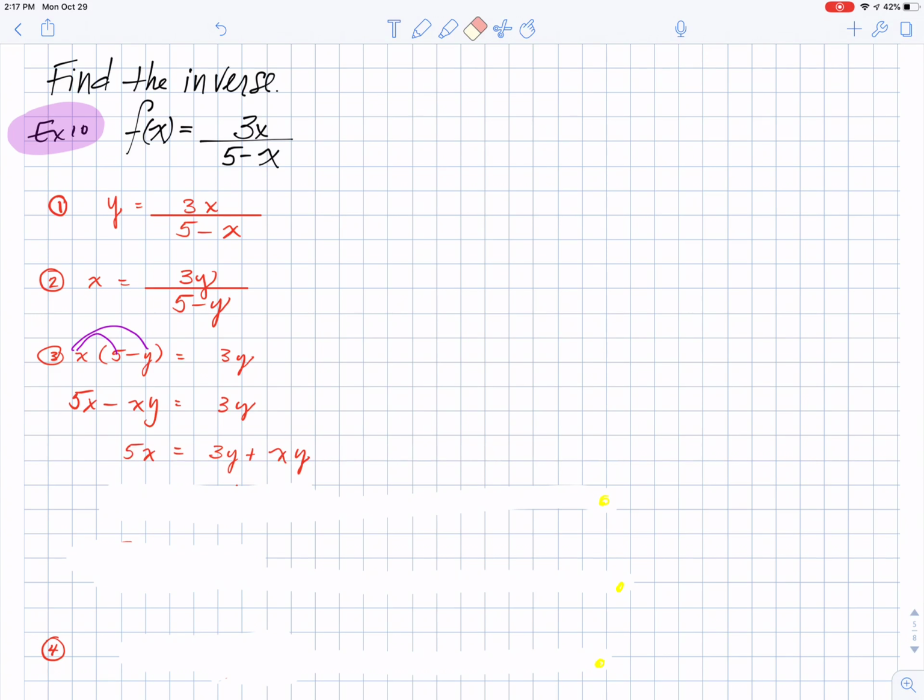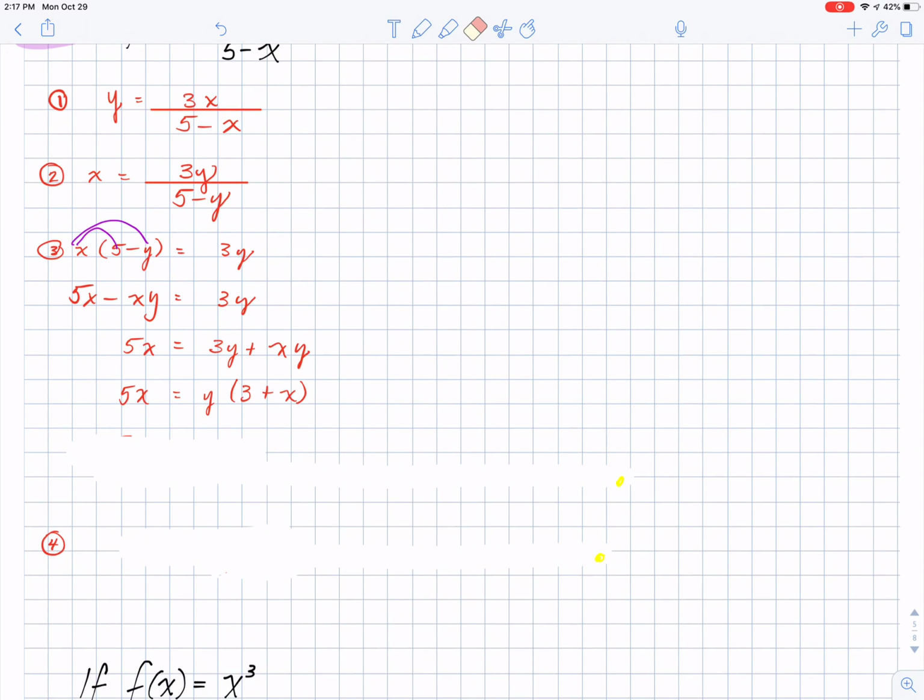So I left the 5x by itself, and the xy I moved over to the other side by addition. Now I can factor the GCF out of those two. So my GCF is going to be a single y, and I can factor that GCF out. And now I have a single y to be able to get alone. So I'm going to divide on both sides by that quantity 3 plus x.